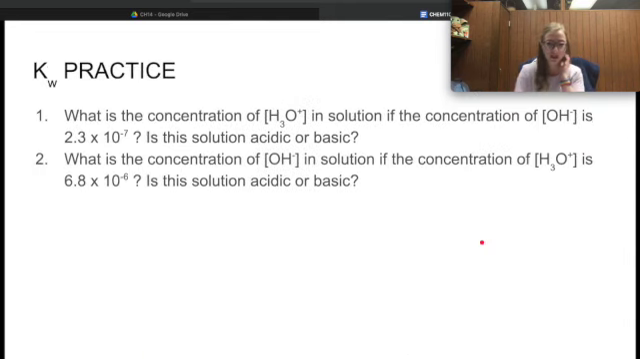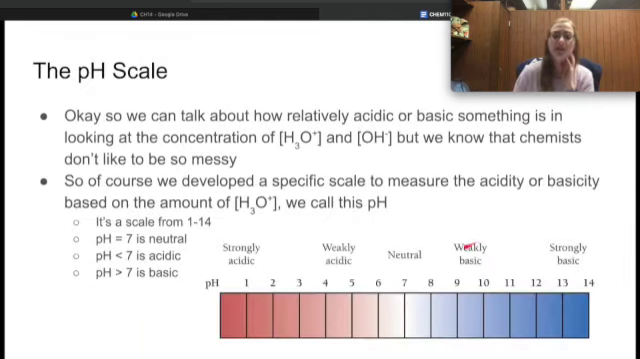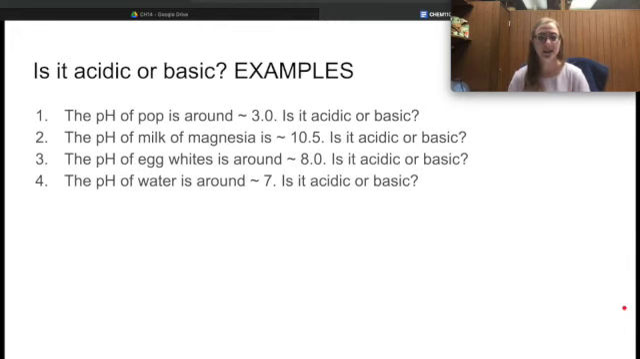So again, if you have something that has a pH of 7, it's neutral. If you have something that has a pH of less than 7, it's acidic. If you have a pH of something that's greater than 7, it's going to be basic. So, let's run through some quick practice examples of things that are acidic and basic.